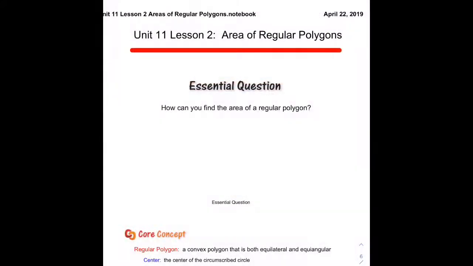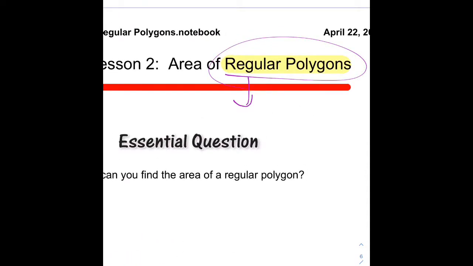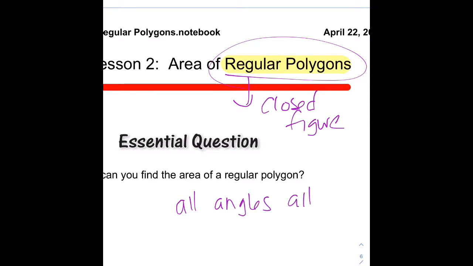Now let's welcome to the last half of this lesson, and we're going to talk about areas of regular polygons. As a reminder, what does it mean to be a regular polygon? It means that I am a closed figure where all the angles and all the sides are congruent.